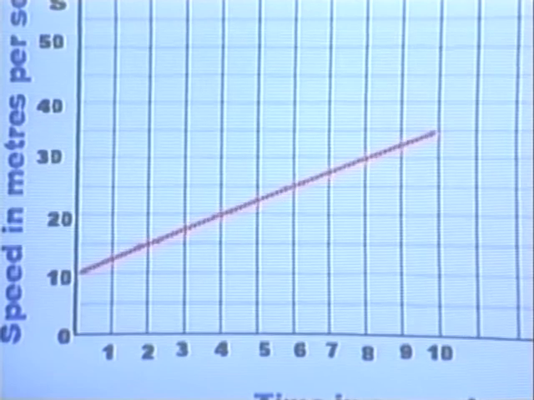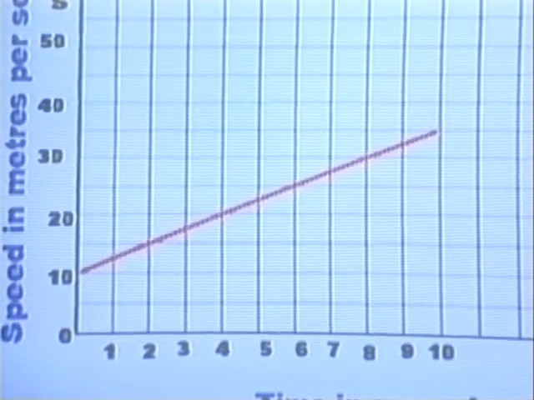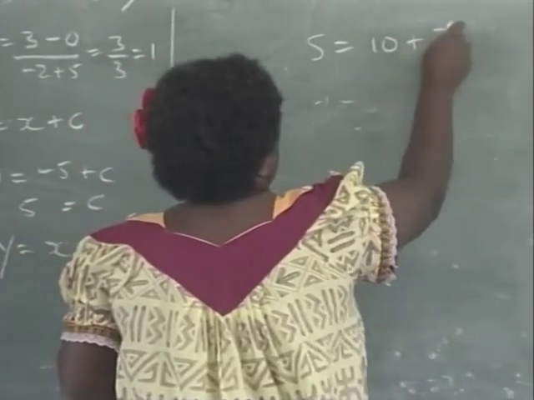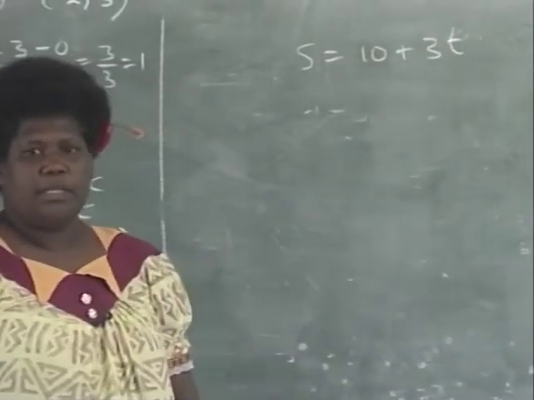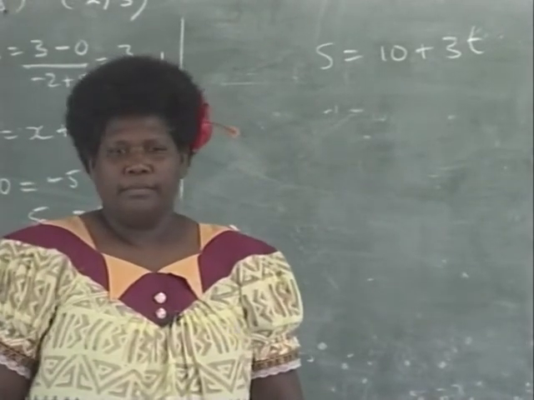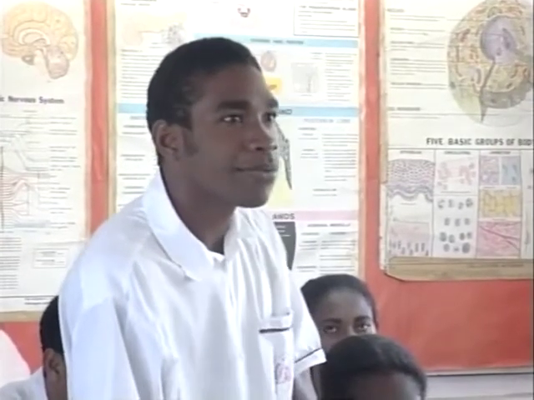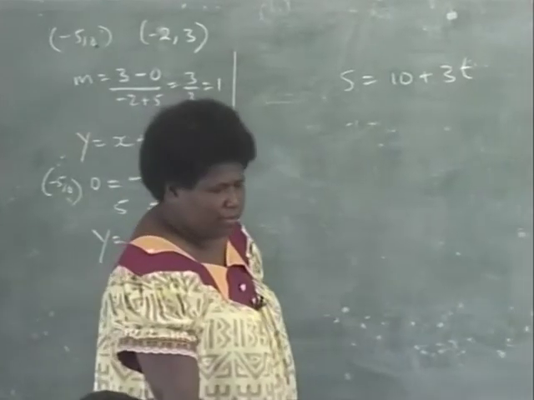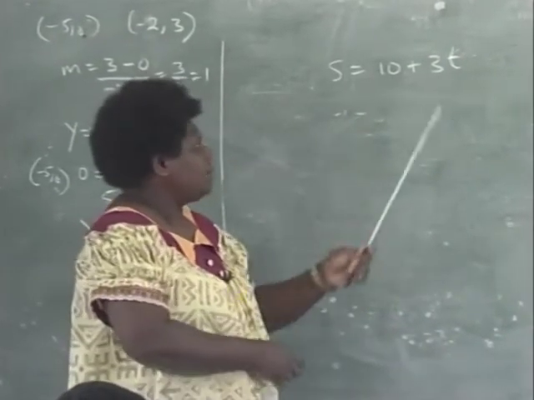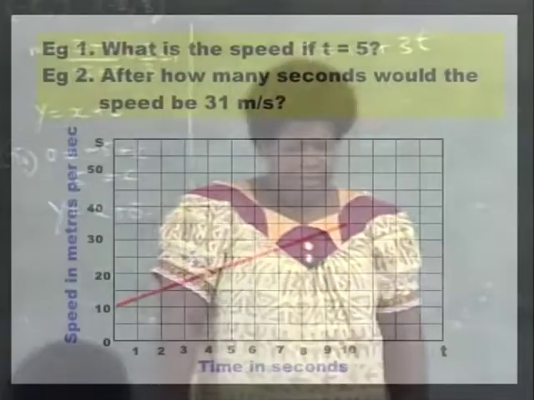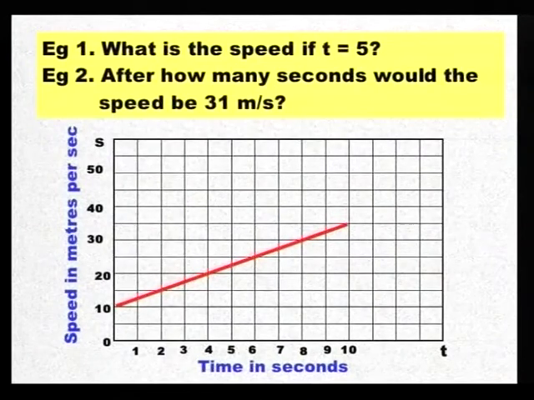Otherwise, is there another way of working it out? The equation is s equals 10 plus 3t. What's another way of working out the speed when t equals 5? Boromir? Substitute t for 5. Okay, substitute t equals 5 into the equation and evaluate for s. So 3 times 5 is 15, and 15 plus 10 is 25. Good. After how many seconds would the speed be 31 meters per second? Please use your graph on your worksheet.